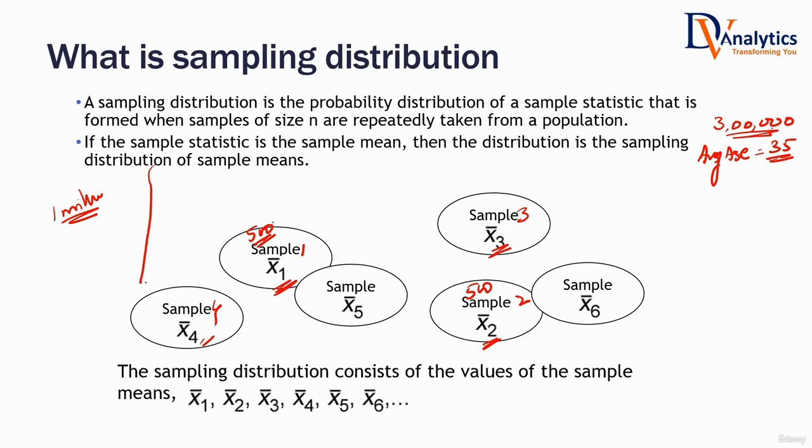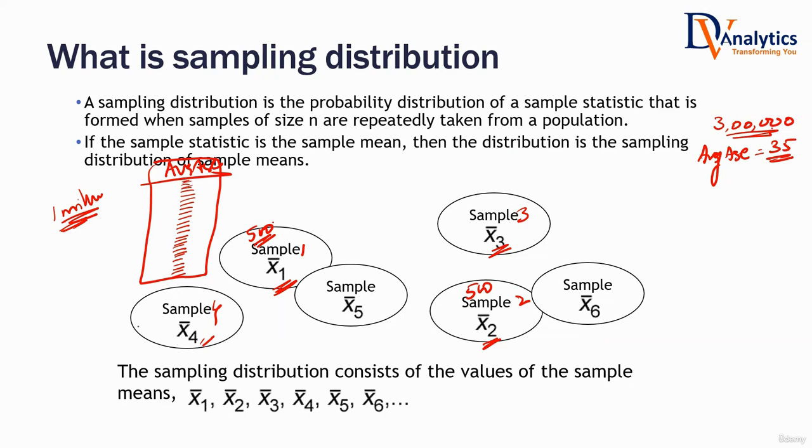So how many average age values do you have right now? Since you have repeated this experiment 1 million times, you will have 1 million average age values. Yes or no? Think of it. Yes, 1 million average age values will be there.